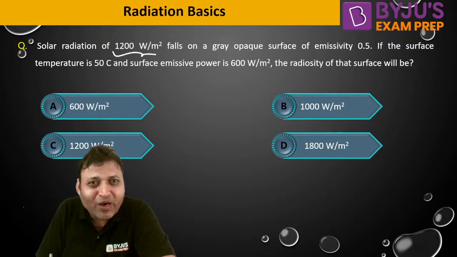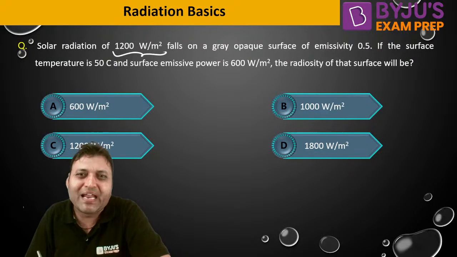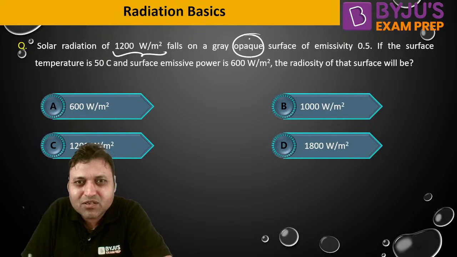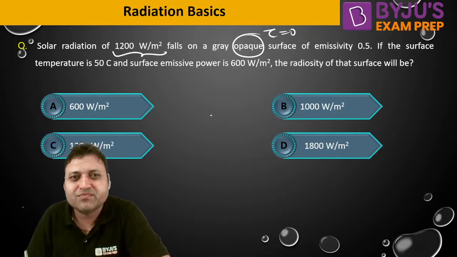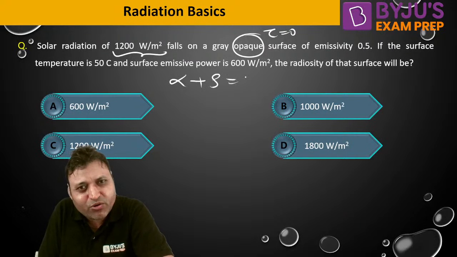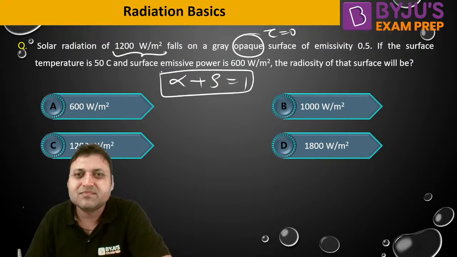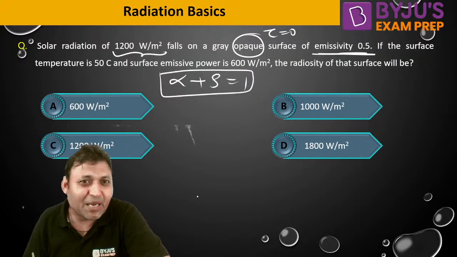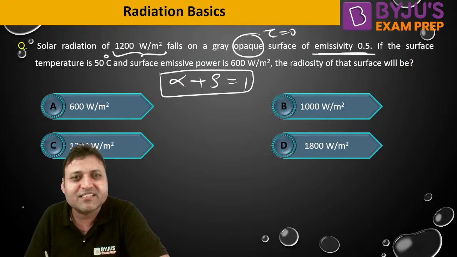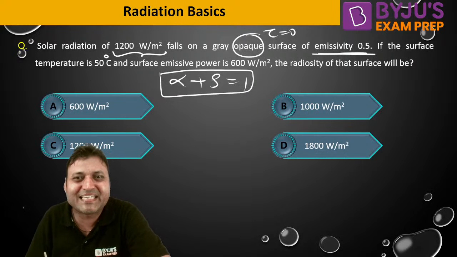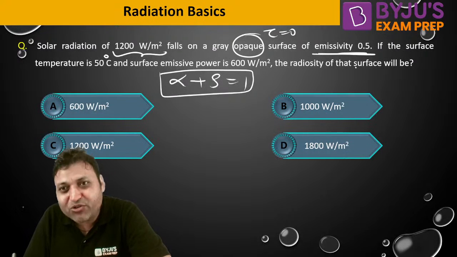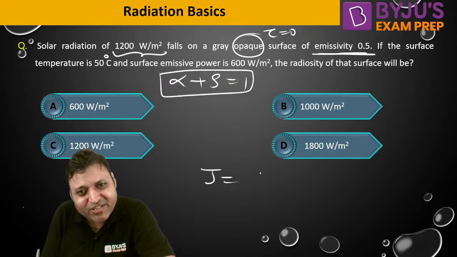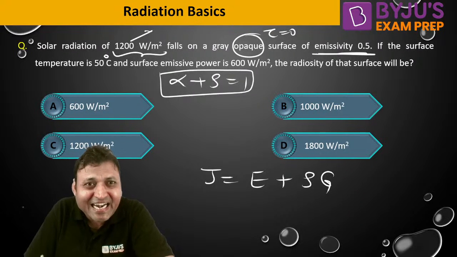Solar radiation of 1200 watt per meter square falls on a gray opaque surface. Tau is equal to 0, so we can say alpha plus rho is equal to 1. Of emissivity 0.5. If the surface temperature is 50 degrees Celsius and the surface emissive power is 600 watt per meter square, the radiosity of that surface is, what is the radiosity? That is E plus rho G. This is incident radiation, that is G.